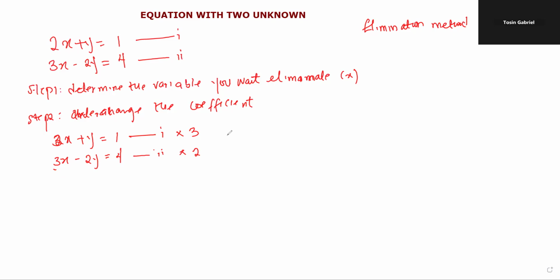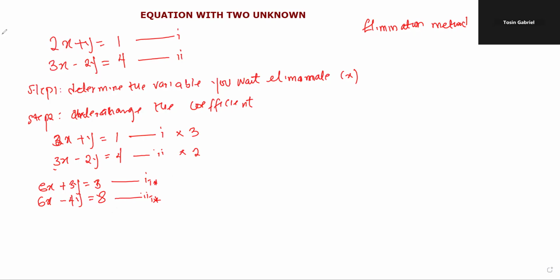Then if you look at it, you're going to have 6x plus 3y, which is equal to 3. And you are going to have 6x minus 4y, which is equal to 8. You can call this one equation 1 transform because you have transformed it, and this one equation 2 transform. So label it the way you want. Now you will notice that in equation 1 transform and equation 2 transform, we now have the same coefficient for x, which is 6.